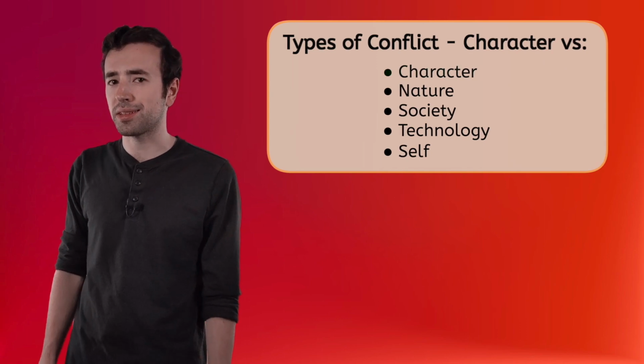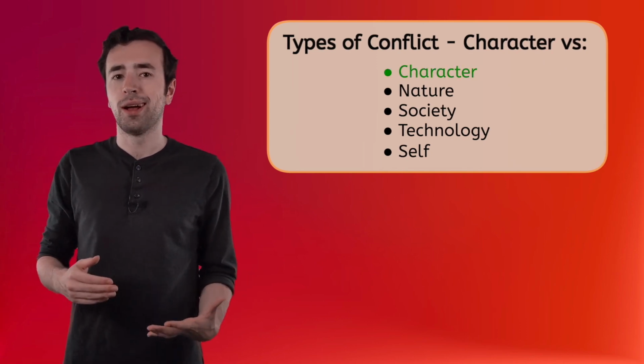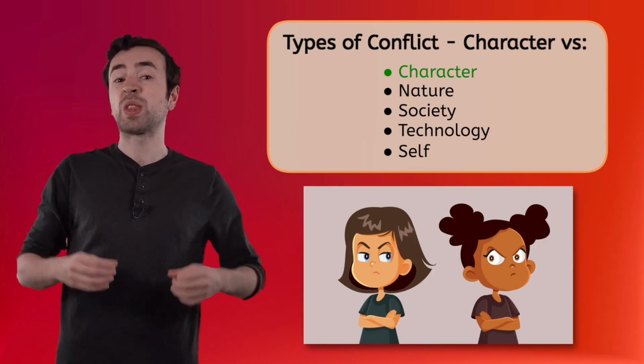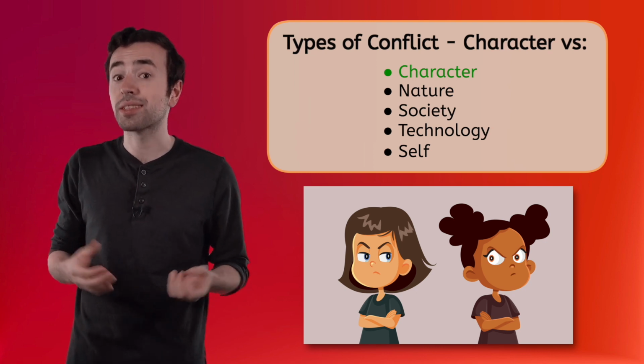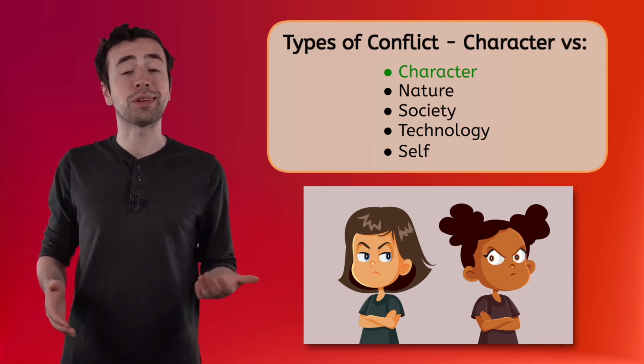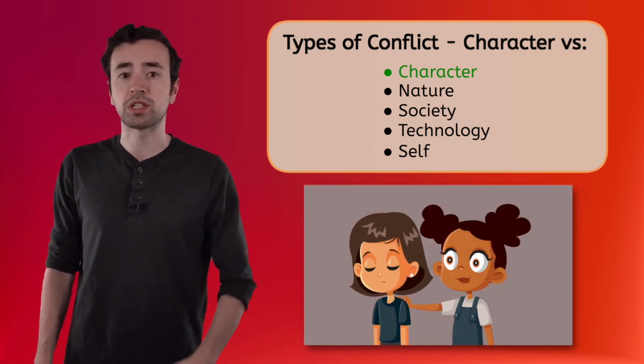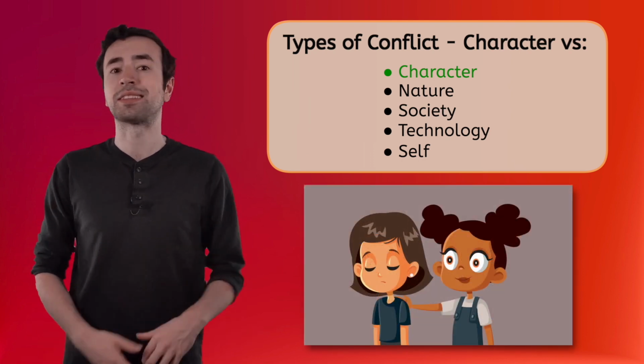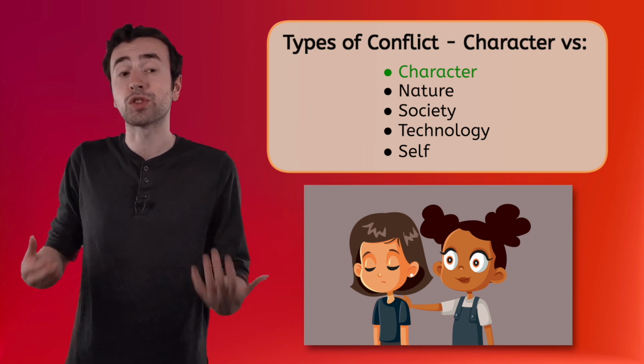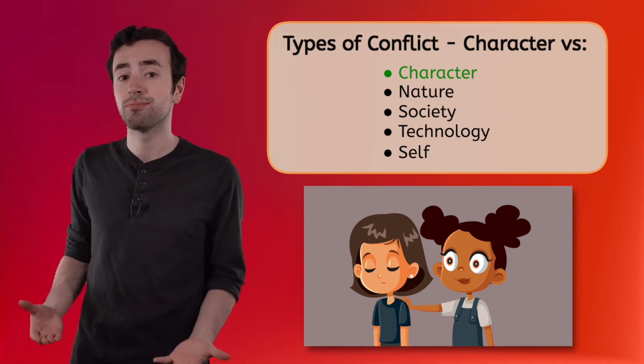I'm definitely seeing character versus character. Maya and Sam are fighting for the same prize, and this ultimately leads them to fight with each other, driving the story and creating tension. The resolution of the conflict and the lessons Maya and Sam learn from it can make the story more meaningful.